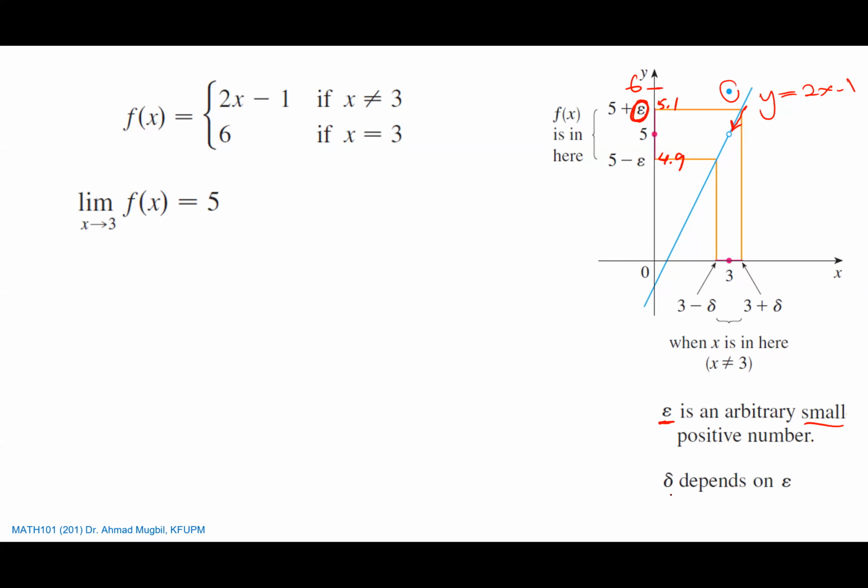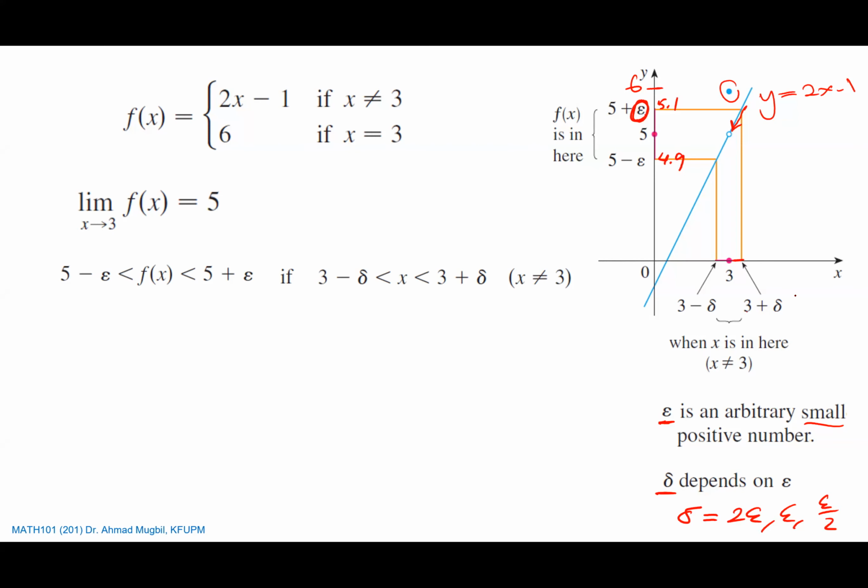So delta is another Greek letter that depends on epsilon. It could be epsilon, it could be half of epsilon, less than epsilon by some number. So it depends. So delta could be 2 epsilon over 2, and so on. So whatever the values that you are close to delta, 3 plus delta means 3 plus a small number, 3 minus a small number. This is what we mean by making x as close as you want.